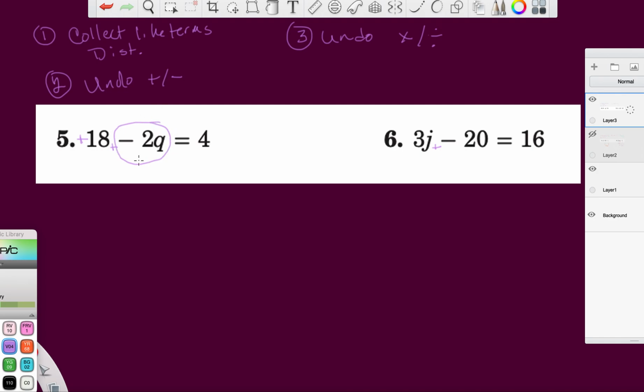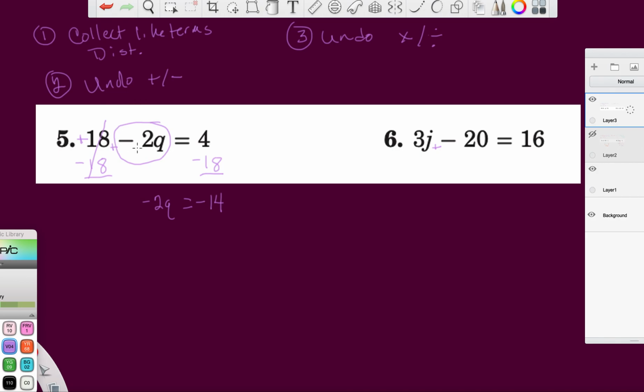I want my negative 2q all by itself over here. So I'm going to show the opposite of positive 18. What's the opposite of positive 18? Negative 18. Well, that goes away. And if I showed negative 18 over there, I'm going to show negative 18 over here. What is 4 plus negative 18, or 4 minus 18? That would be negative 14 with an equal sign and a negative 2 times q.